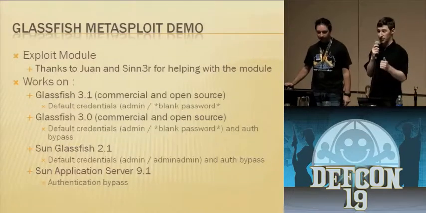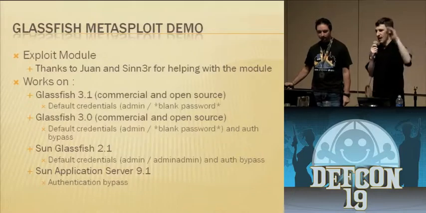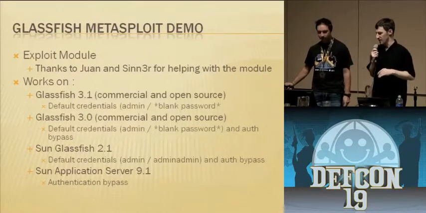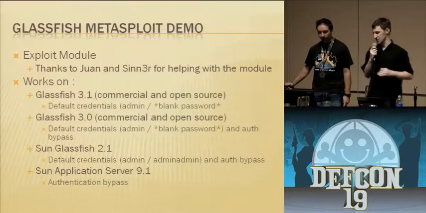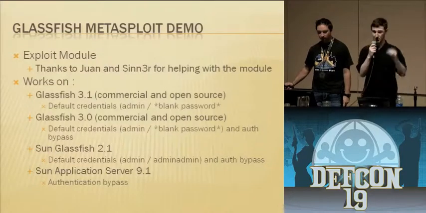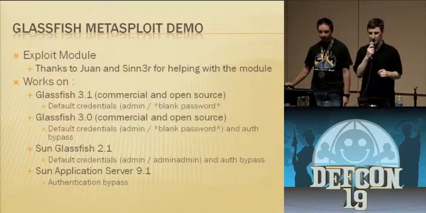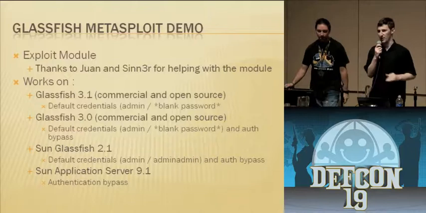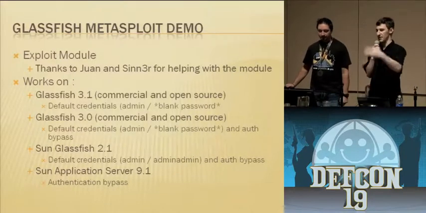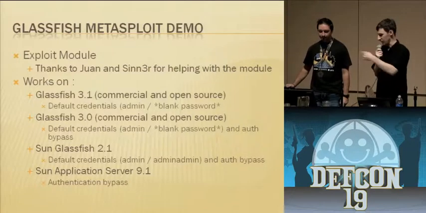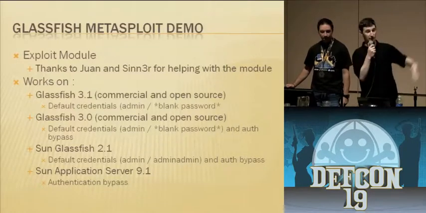It does version detection for you, and then it does the best type of approach first, and then it will walk down from there. So on GlassFish 3.1, you have default credentials. For the earlier versions, you know, 3.0 or Sun Application or Sun GlassFish 2.x, what it will do is an authentication bypass, and then it will try the default credentials on those earlier versions. So those are fully documented, and that works great. So you're going to get shell on a whole lot of different versions.